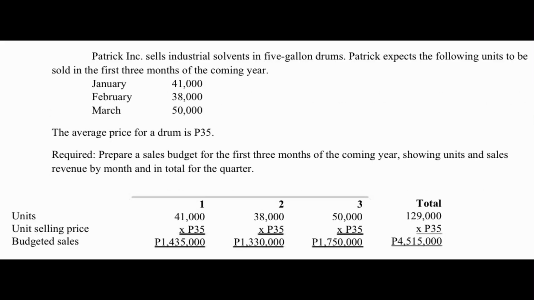So now, here in the next slide, I will explain kung paano ko nakuha yung sales budget ng problem na ito. Firstly, inalam ko po yung units for 3 months, January, February, and March. For January, the units is 41,000, February is 38,000, and for March is 50,000 with a total of 129,000.